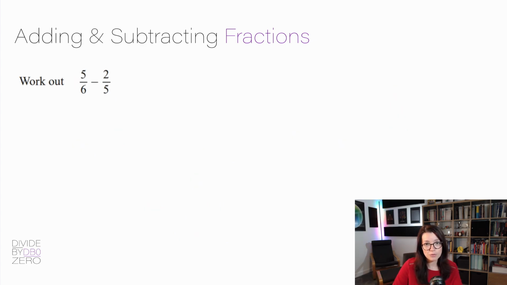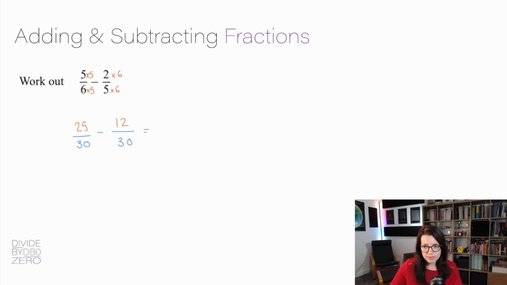Work out 5/6, take away 2/5. Again, with addition or subtraction, you always need a common denominator. So in this case, we need to think about a number that both 6 and 5 go into. So for example, 30. Figure out what we need to do to change 6 into 30, which is times by 5, giving 25/30 there. And then 5 times 6 is 30. So the top for that one will be 12.